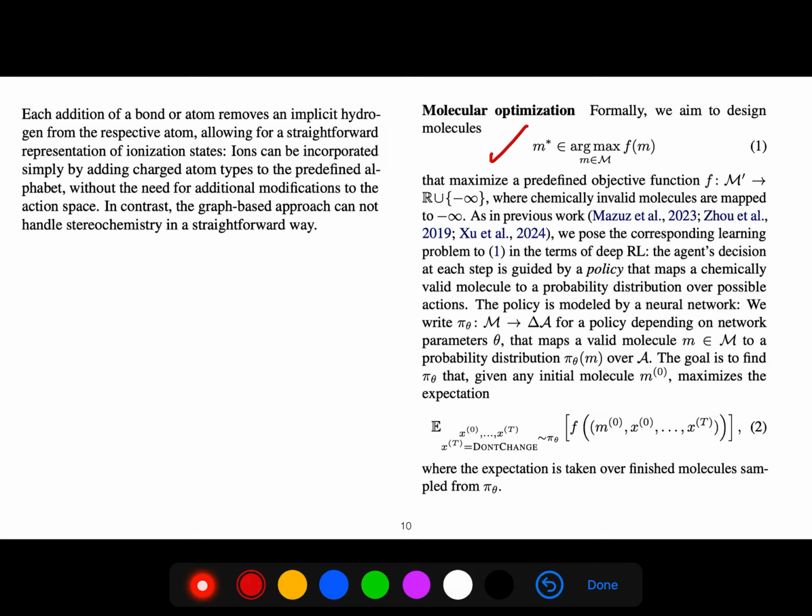We aim to design molecules which maximize a predefined objective function. So the goal is to find pi, because everything depends on our policy, and the policy depends on the network parameter theta. So when we draw from different policies, we get different results, because the expectation is taken over finished molecule samples from pi.